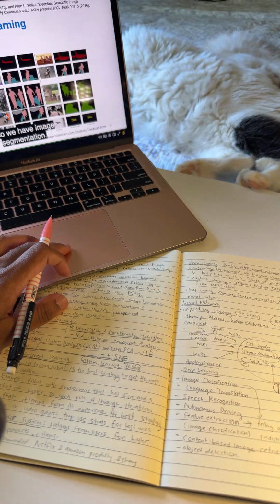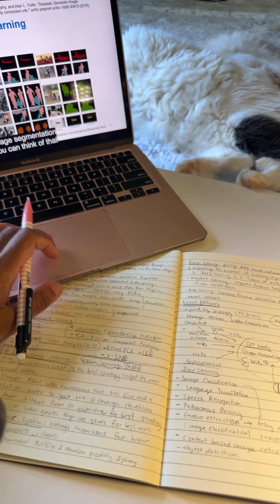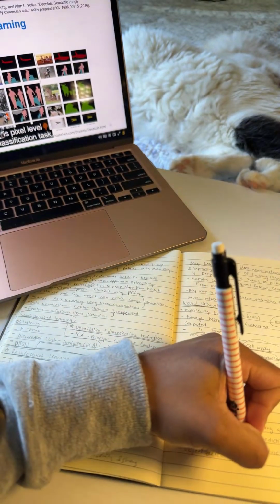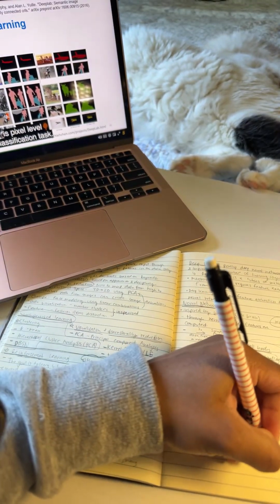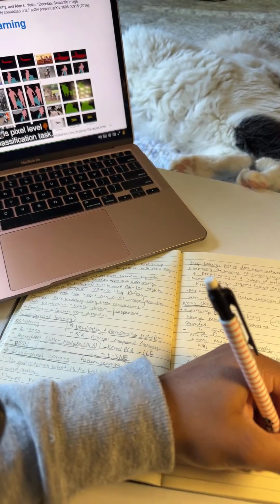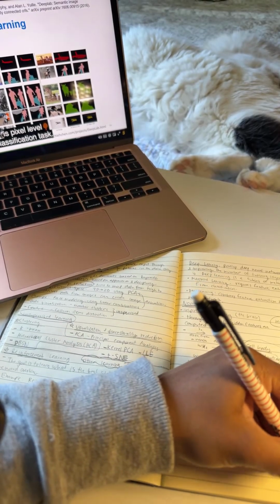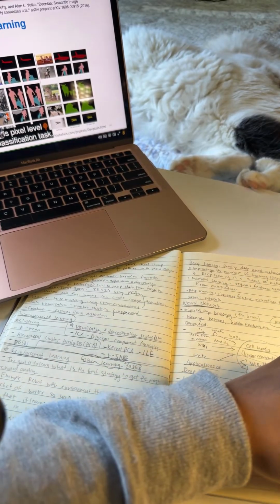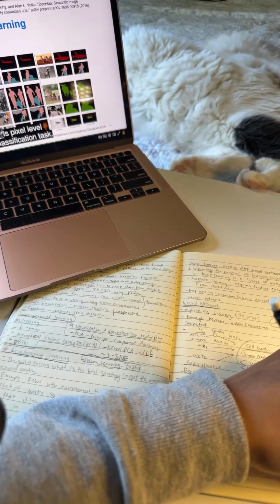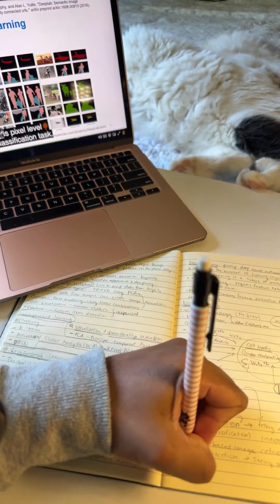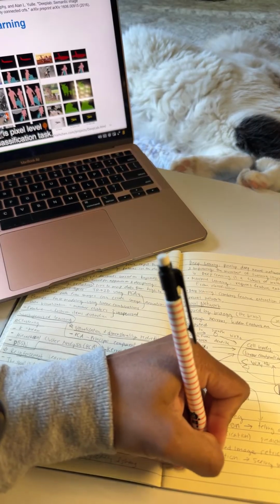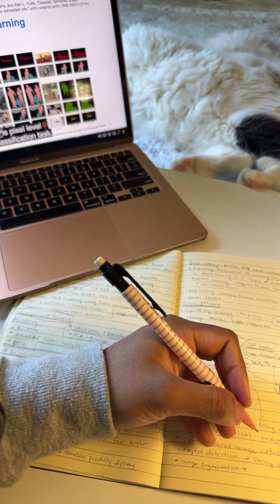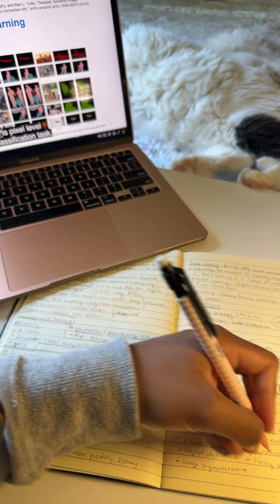Also, we have image segmentation. Image segmentation, you can think of that as pixel level. It labels whether something is like a car or a person. Image segmentation is pixel level classification.